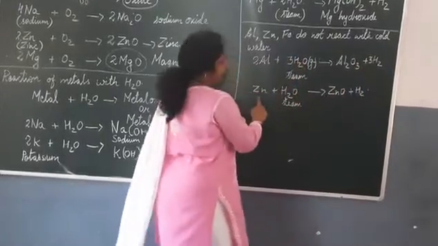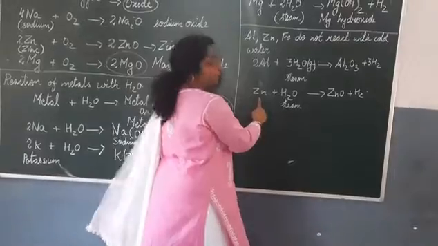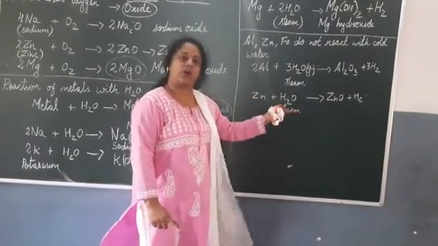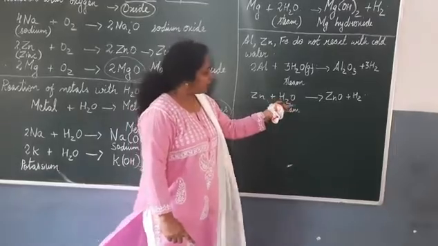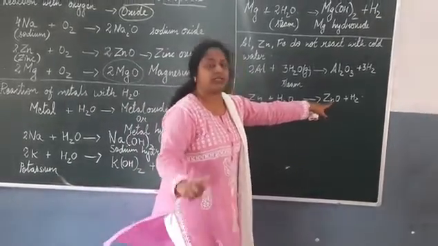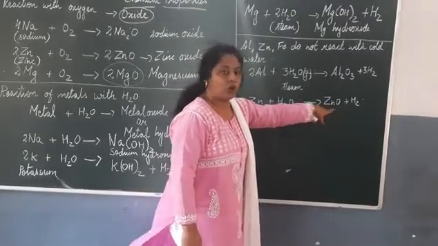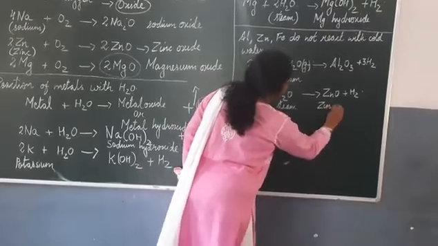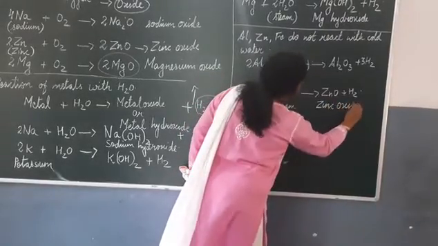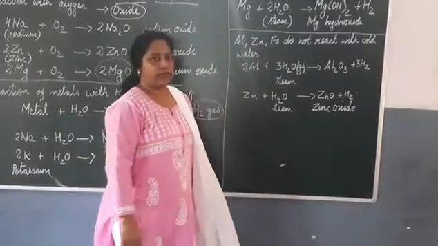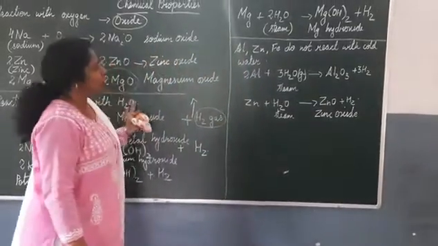In the same way, zinc will also not react with cold water. Zinc will only react with hot water or steam. And what will it form? ZnO. There is no OH, so it is not hydroxide, it is oxide. So what is the name? It is zinc oxide. So zinc oxide plus hydrogen gas evolved. I hope, children, that this much is clear to all of you.